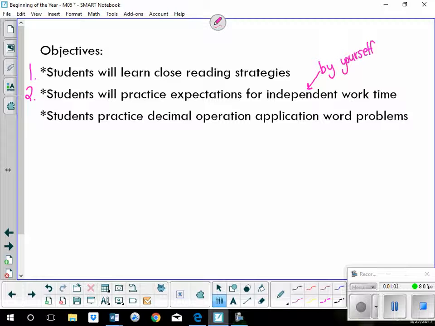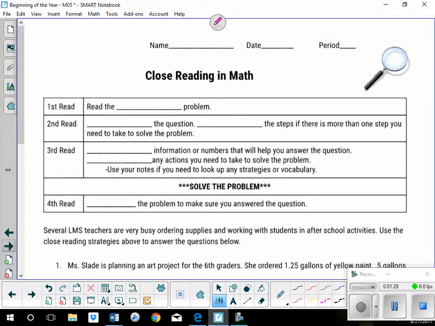And the third objective is that students will practice decimal operation application word problems. So when we say decimal operations, that means addition, subtraction, multiplication, and division. And we're going to look at those decimal problems in word problems rather than just by themselves. So let's get started with our first objective and talk about how we use close reading in math. We're going to follow a 4-step process here.